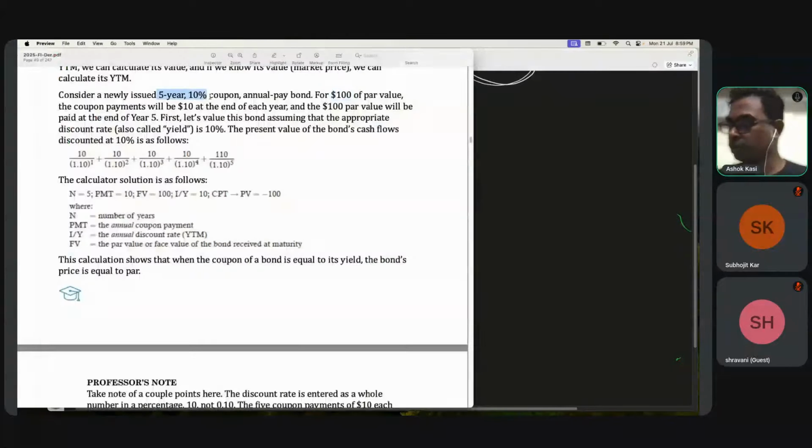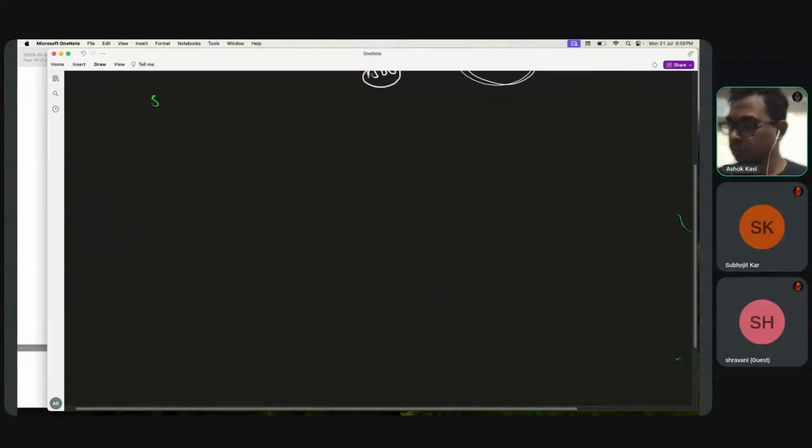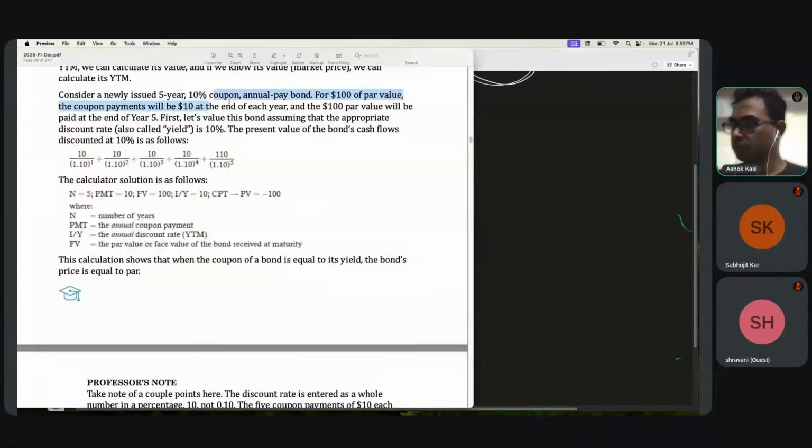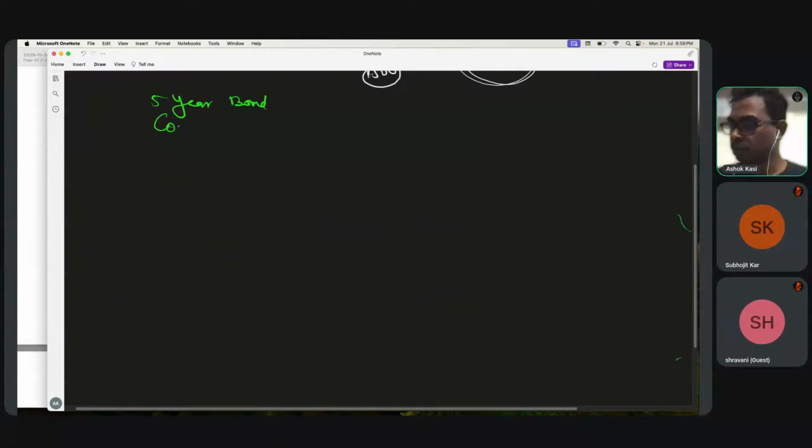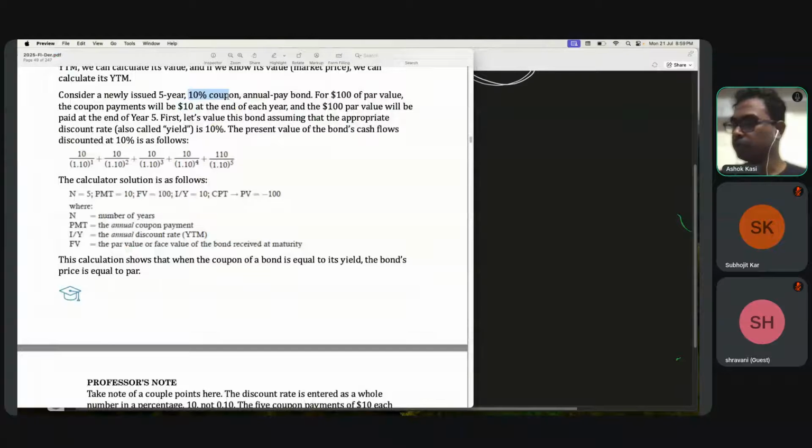So, 5-year bond, 10 percentage coupon, annual pay bond. So 10 percentage per annum, annually paid. Rate is always quoted as per annum only. If it is semi-annual, they will mention. For treasury bonds, they will not mention. Treasury bonds in the US are always semi-annual, that we have to understand.